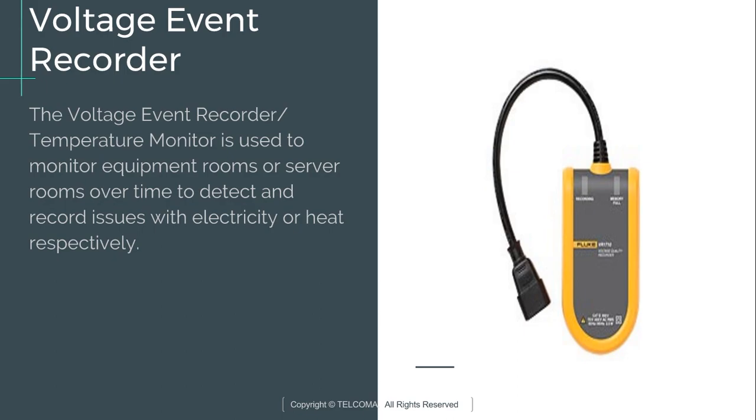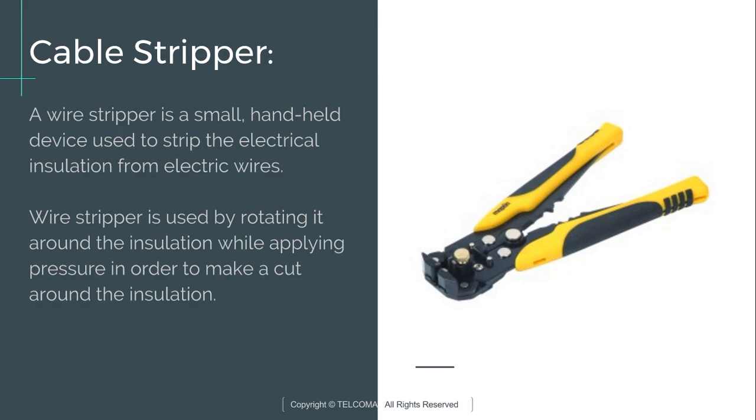The next is voltage event recorder. So the voltage event recorder and the temperature monitor. These are used for monitoring the equipment rooms and the server room. So the voltage event recorder monitors the voltage present in the equipment room and the server room, so as to protect the system from any damage. And the temperature monitor measures the temperature of the equipment rooms and the server rooms and provides the proper ventilation of the heat. So these are used to monitor the electricity or the heat in the equipment rooms and the server rooms.